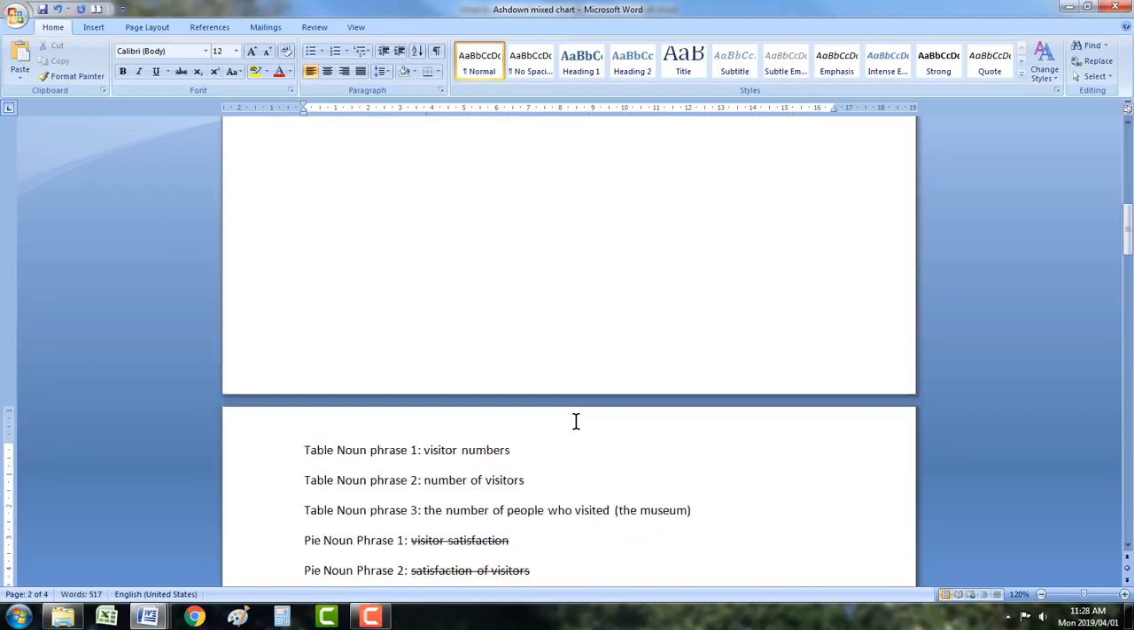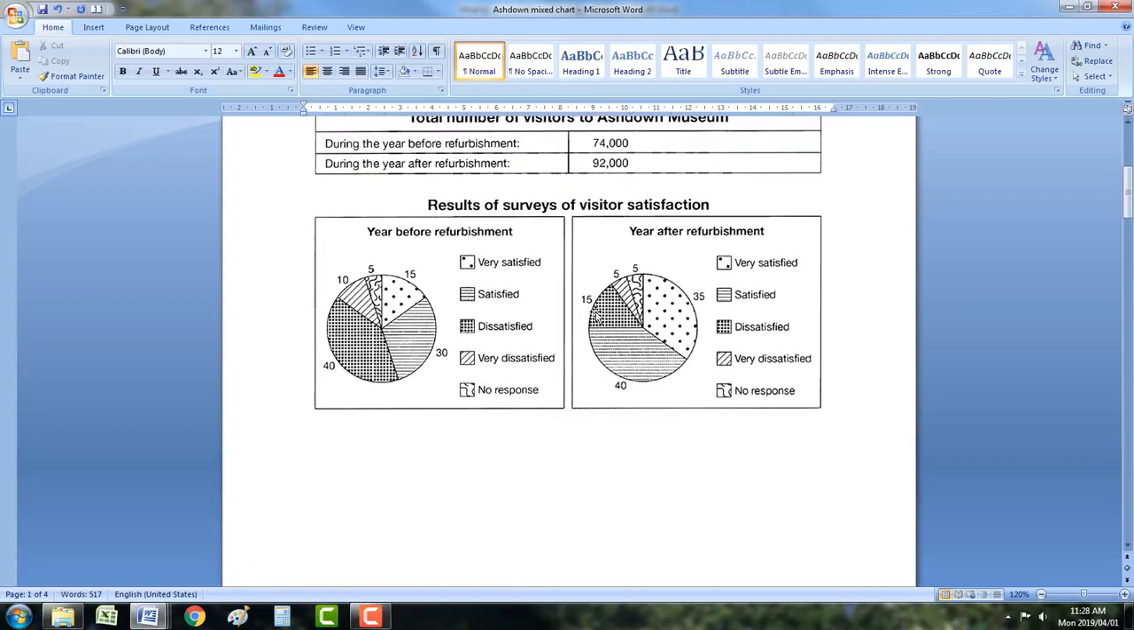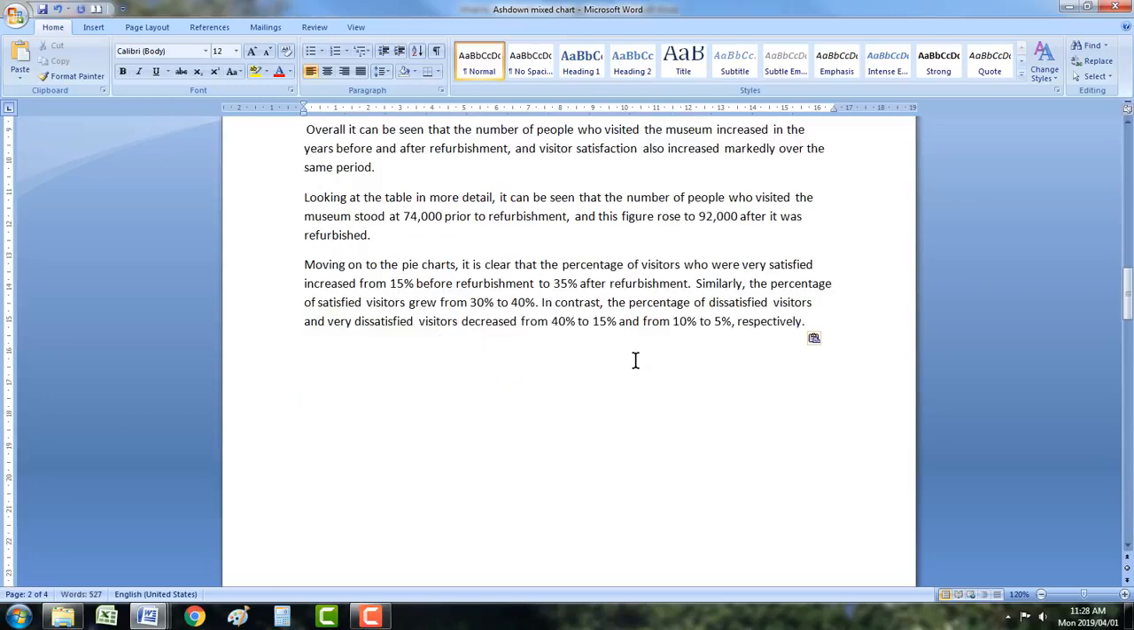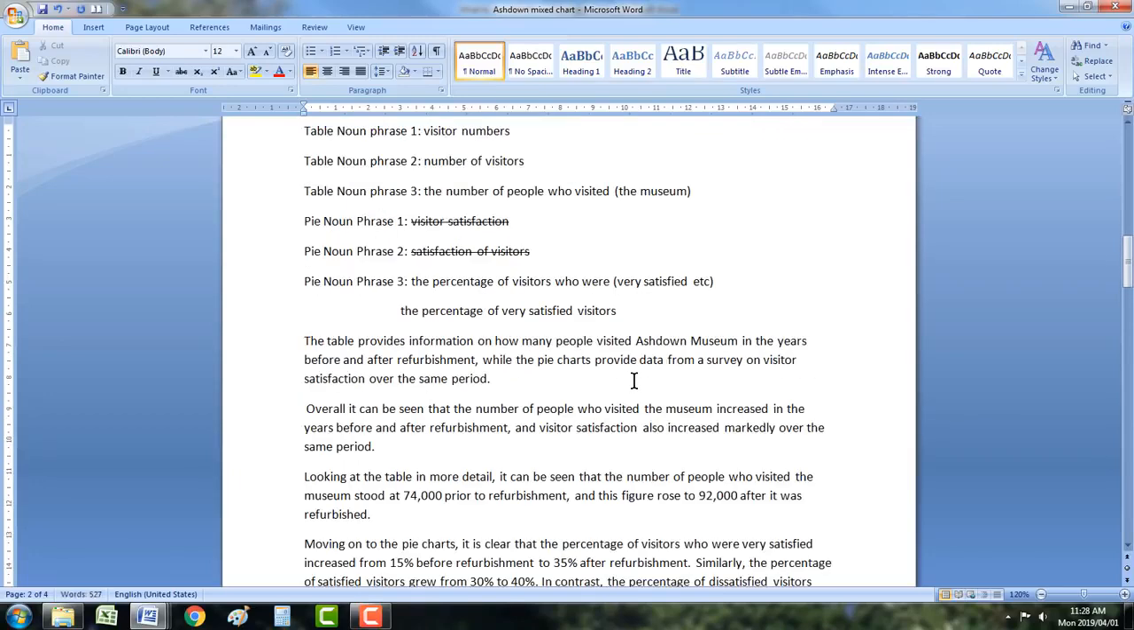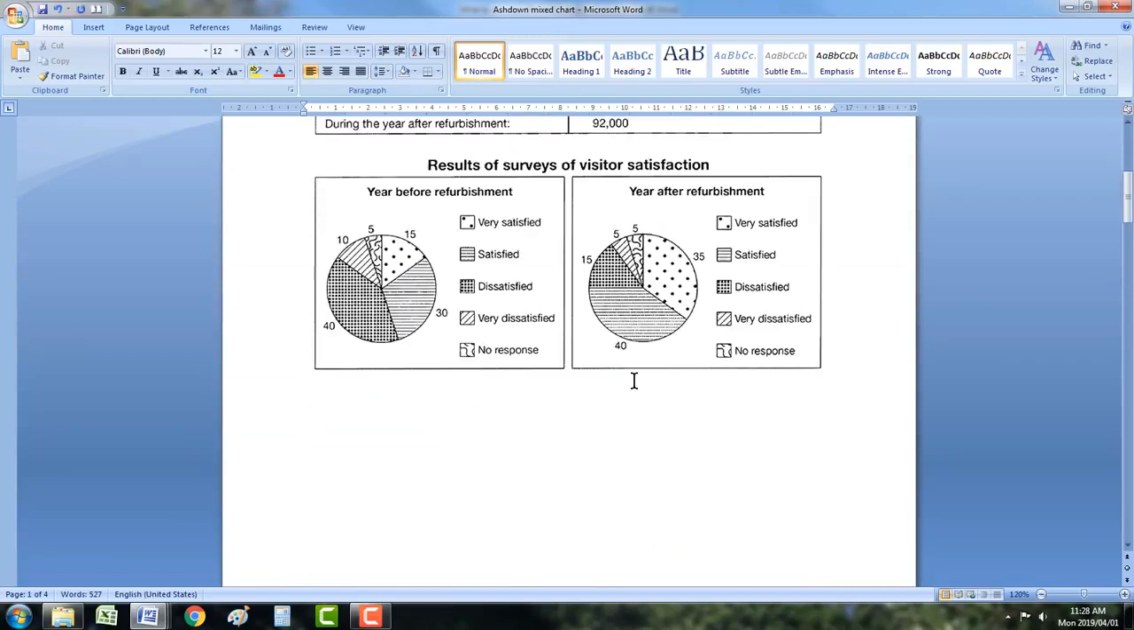And then from this to this and this to this respectively. From 40% to 15% and from 10% to 5%, comma, respectively. Great. And then the last one is no response. And now this is a problem.